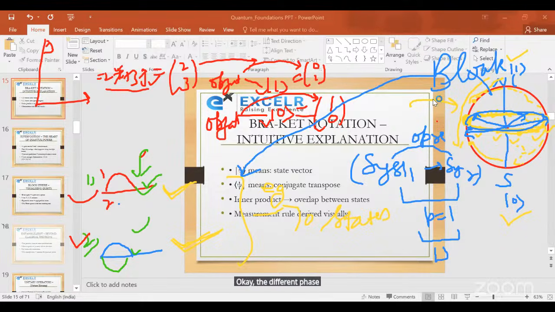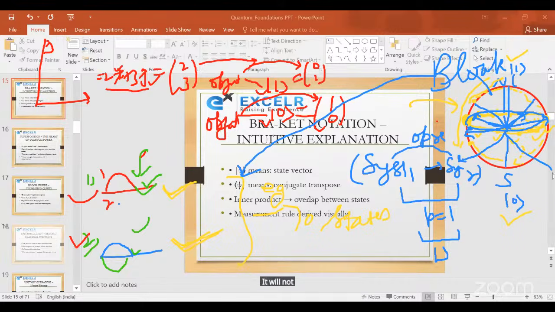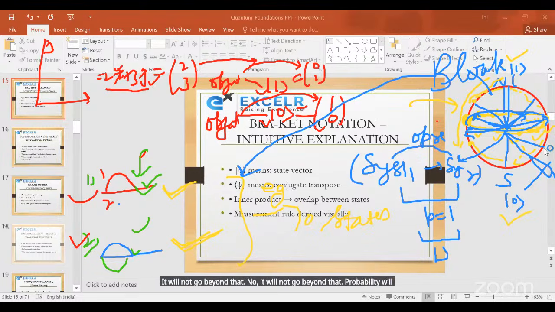And why a sphere? A sphere of the same radius. Why the sphere of the same radius? Because when the sphere is of the same radius, the probability will remain conserved. It will not go beyond that. The probability will remain conserved and one. That is called one.